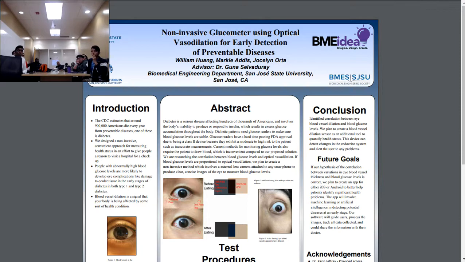Since we identified that there was a correlation, we plan to create software for iOS or Android to allow patients to have a weekly log of their blood glucose levels. For example, on Monday they can take a picture of their eye and say, oh, my blood sugar level was this, and on Friday they can take it again and see if it has increased or changed, and if it has, they can go to the hospital for a checkup immediately. And this can also be used by physicians to communicate with patients and share data among other physicians.